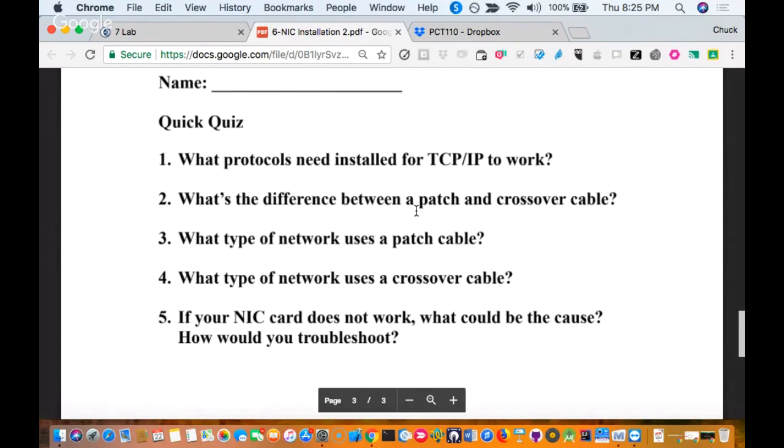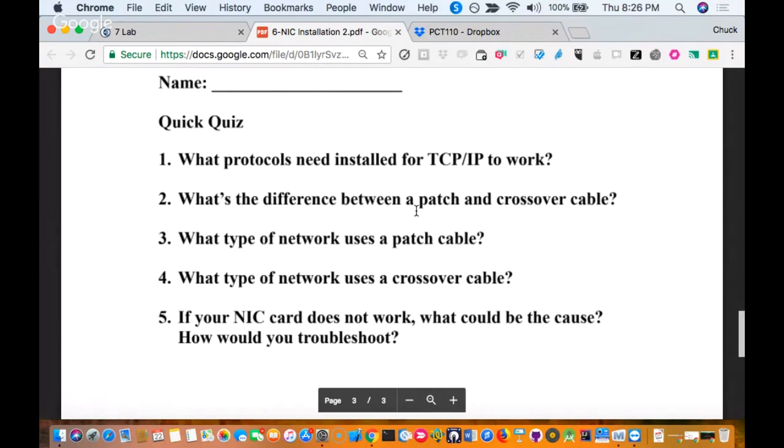What's the difference between a patch and crossover cable? In your own words, what's the difference? Just if you're somebody who's asked. There's a lot of different answers too, by the way. It's not just one correct answer. Remember we created the crossover last week, so you don't need the hub in between computers to talk. That's one. But what are some other differences between a patch and crossover?